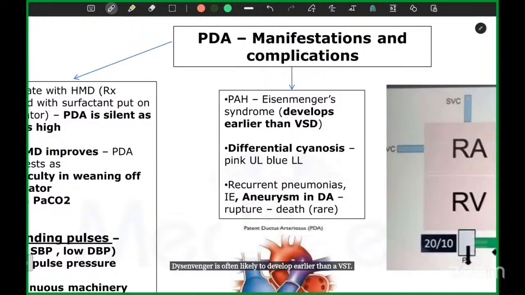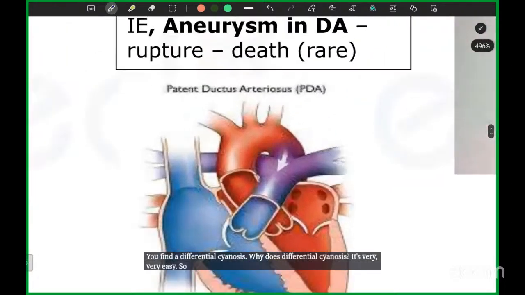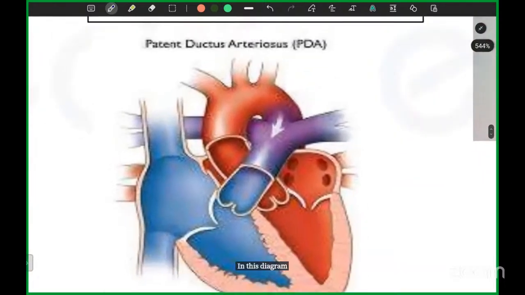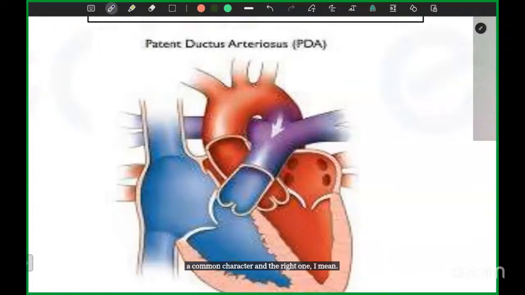You find a differential cyanosis. Why this differential cyanosis? It's very, very easy. If you can see in this diagram, you have three vessels which are originating from the ascending aorta. The first one is the brachiocephalic trunk. The second one is the common carotid, and the next one is the left subclavian.